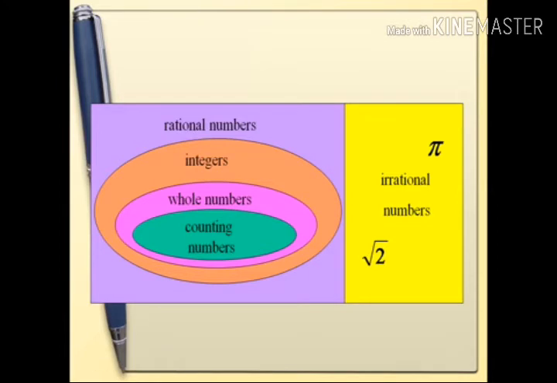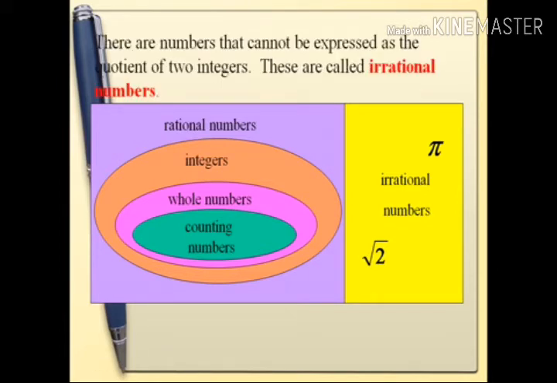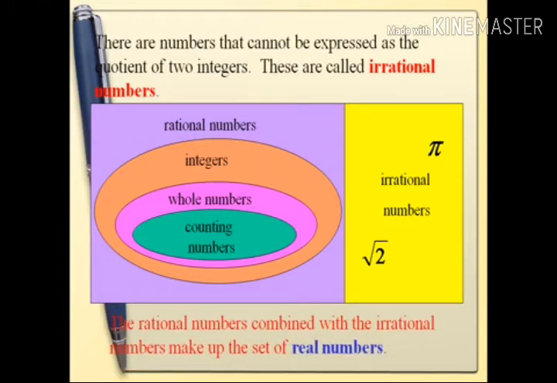Now, what we are doing right now, come back to that. Now see, this whole pictorial view you can get. So the numbers that cannot be expressed as the quotient of two integers are called irrational numbers. And the rational numbers combined with the irrational numbers make the real numbers. When I combine this whole set of rational numbers and irrational numbers, it produces the real numbers. Just follow the screen, I am showing you.